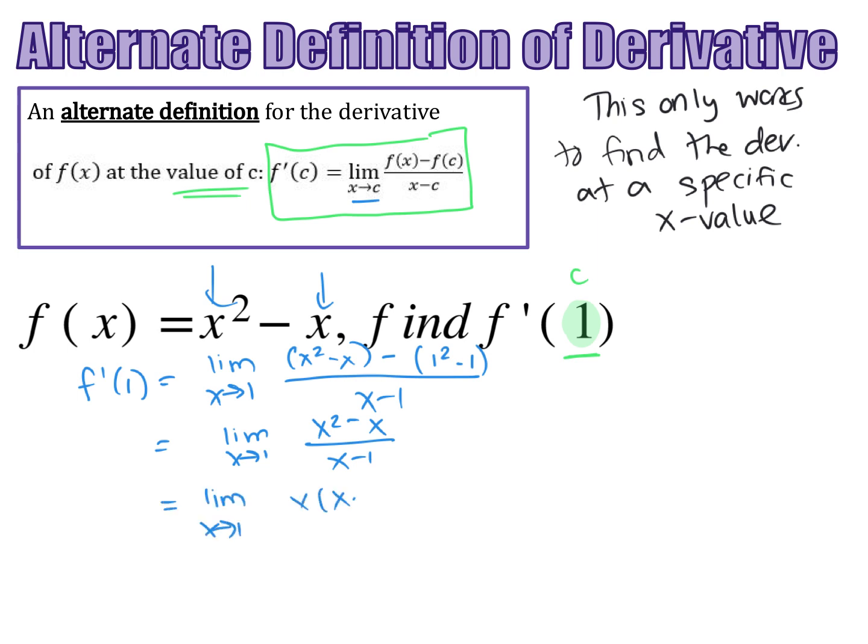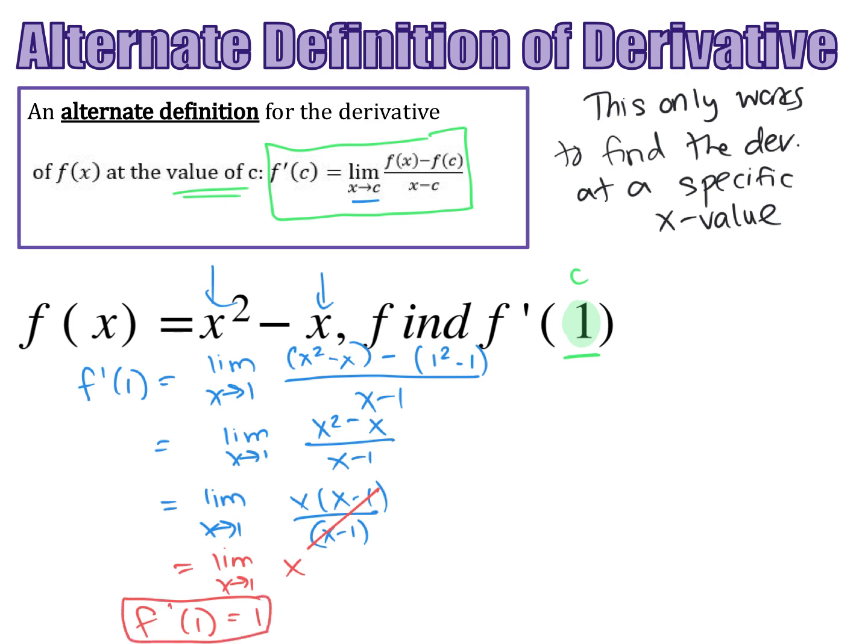Now I can't use direct substitution because I would get indeterminate form. So I'm going to go ahead and factor the numerator. Both terms have an x in them, so I can factor that out, and then I can simplify this factor. So now I just have the limit as x approaches 1 of x. Well, I can do that. I can plug 1 in there. This means that f prime of 1 is equal to 1.